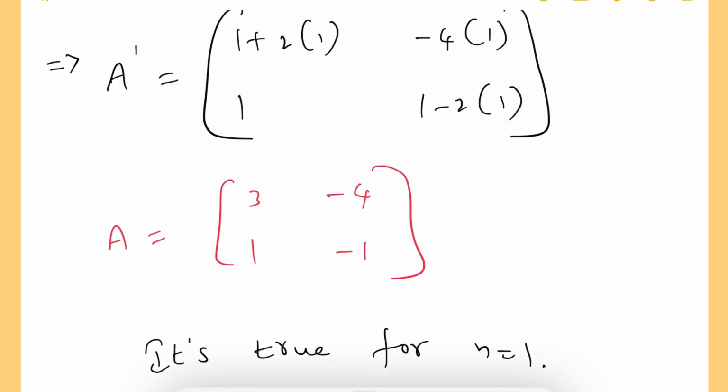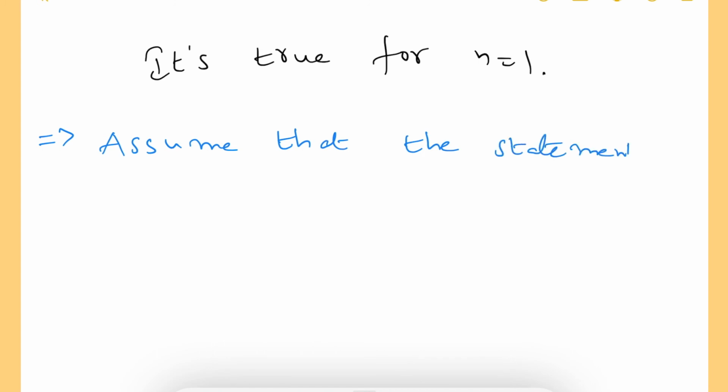Okay, now step 2. In step 2, that is the assumption. We will assume, second step, assume that the statement is true for n equals k.